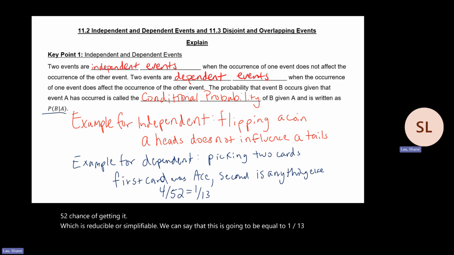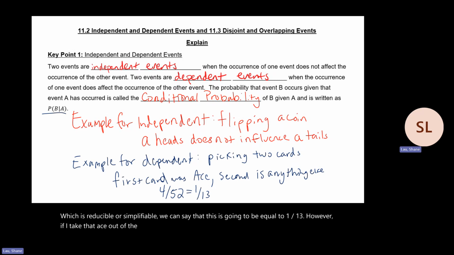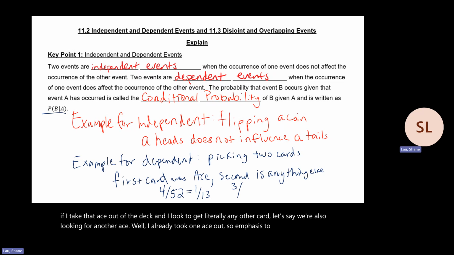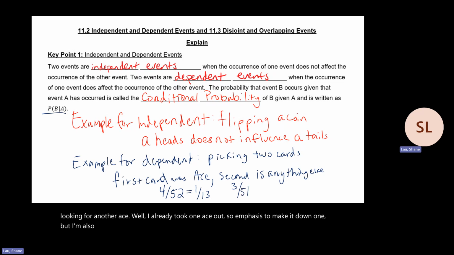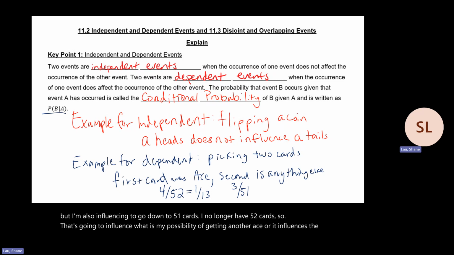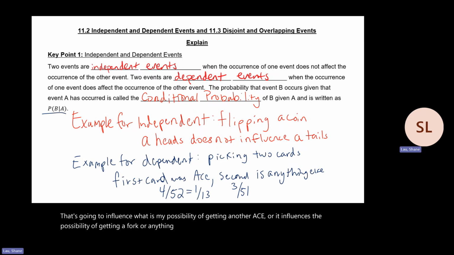However, if I take that ace out of the deck and I look to get literally any other card, let's say we're also looking for another ace, well, I already took one ace out, so that influences it to go down by 1, but I'm also influencing it to go down to 51 cards. I no longer have 52 cards, so that's going to influence the possibility of getting another ace, or the possibility of getting a 4 or anything else like that. So that's what we're going to think about.